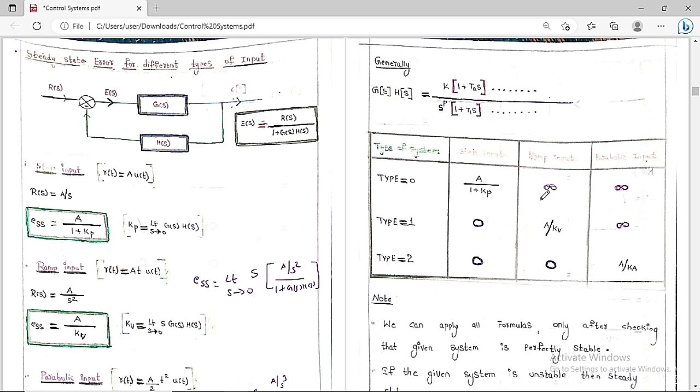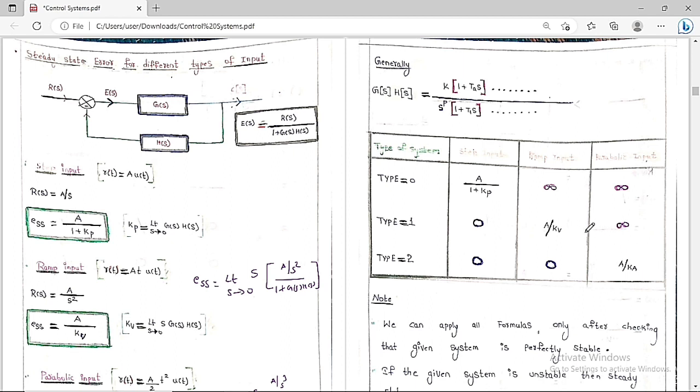So if you remember this, we can say for a type 0 system, for step input we have finite error, whereas for ramp input and parabolic input we have infinite error. For a type 1 system, for step input we have zero error. For ramp input, we have finite error. But for the parabolic input, we have infinite steady-state error. Whereas for the type 2 system, for step input we have zero steady-state error. For ramp input, we have zero steady-state error. Whereas for parabolic input, we have finite steady-state error.